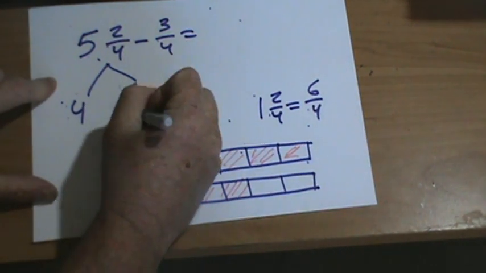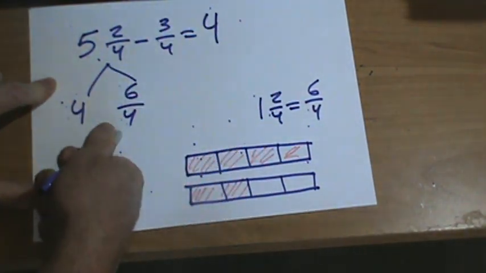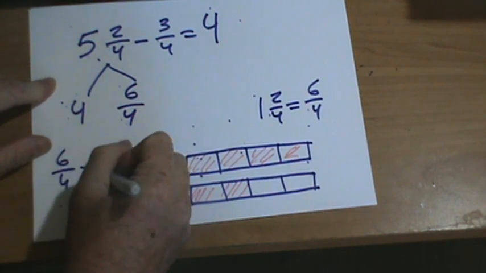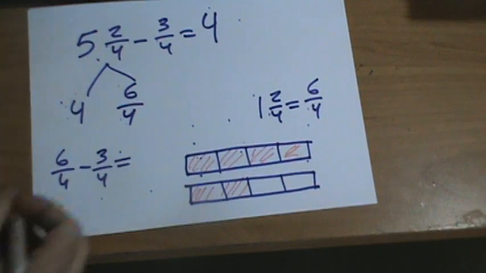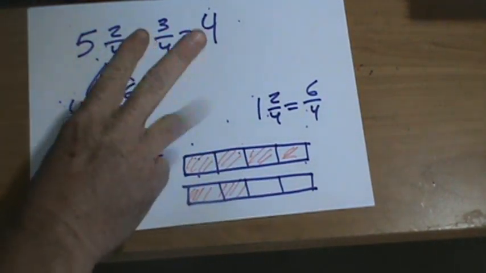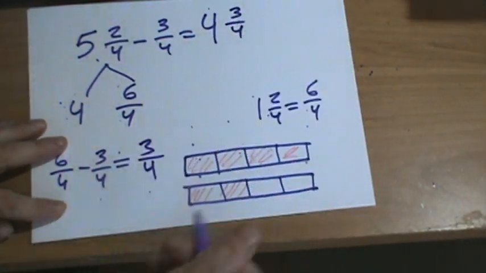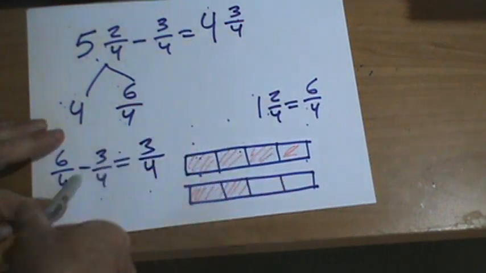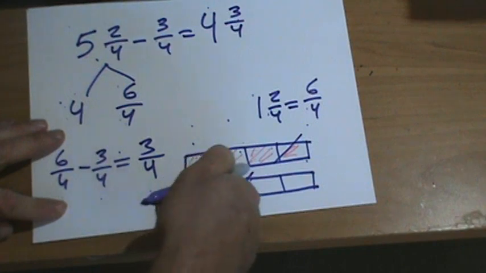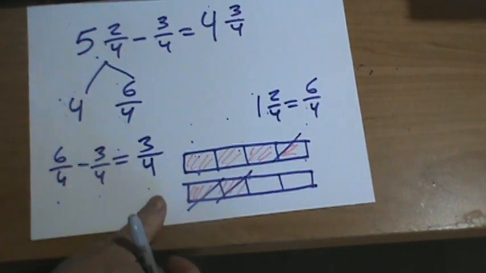So 6/4. So now I know the 4 is my whole number, and I just have to do 6/4 minus 3/4. Let's go down here and do 6/4 minus 3/4. What's that going to equal? Well, we know the denominator does not change. It's going to remain a 4. And 6 minus 3, 4, 5, 6 is 3. So we're at 4 3/4. And look over here. 6/4 minus 3/4. There was our 6/4. Take away 3. We have 3/4. And there's the 5. But we regrouped. We decomposed and regrouped.